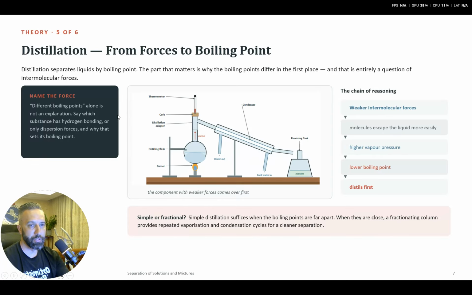And you don't have to do this only for 2 liquids. You can do 10, 20 liquids as long as their intermolecular forces are different enough.